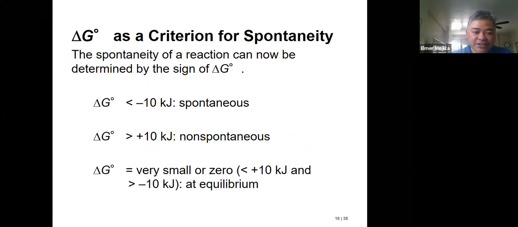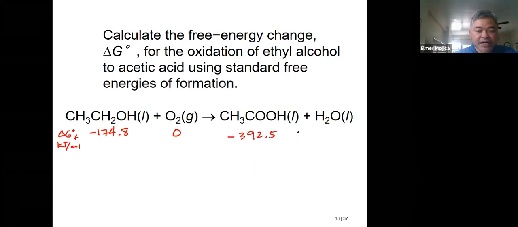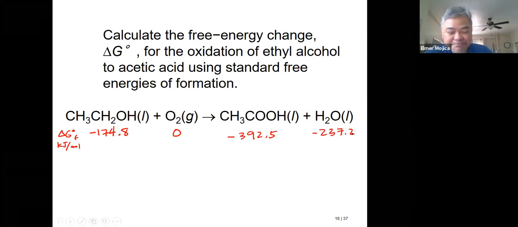So if we're going to calculate this value, what I'm going to do is put the numbers. Again, this is delta G in kilojoules per mole. This one has a value of negative 174.8. This one has 0, okay? This one is negative 392.5, and this one is negative 237.2. So what do you get? What's the delta G there?